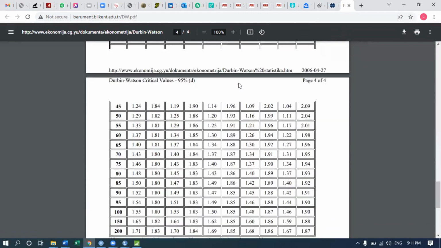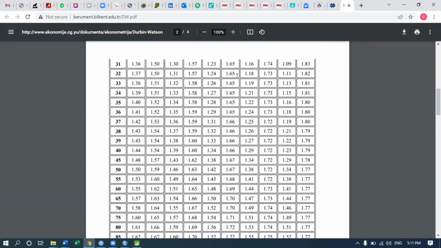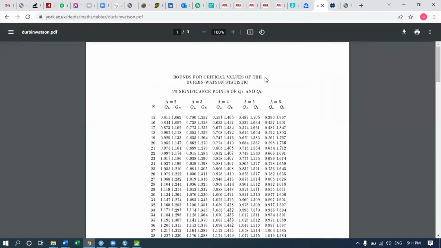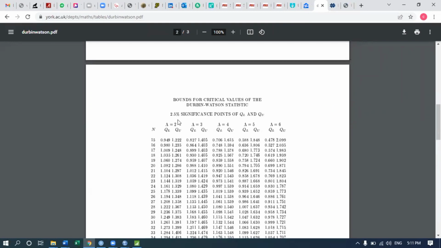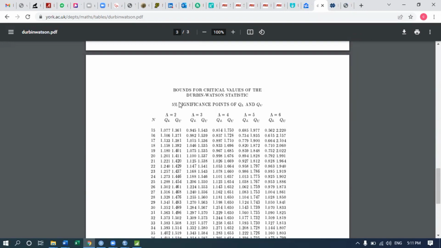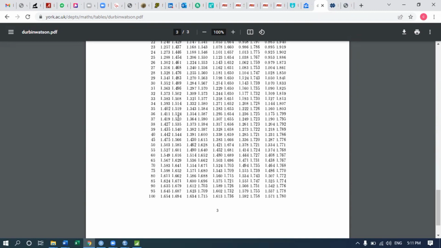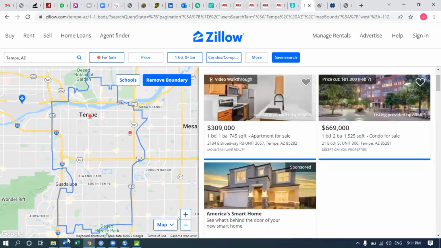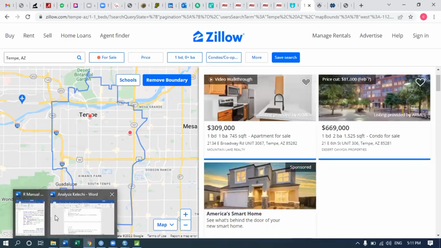This table is only for 0.05. It didn't give us the option to use 0.01. This one has 1%, 0.01, 0.025, and 0.05. Maybe this is the best, but this one has it for many. So you download the table, and I'm not going to send this interpretation either, because if I send it, people will copy it. I want you to interpret it in your own words.